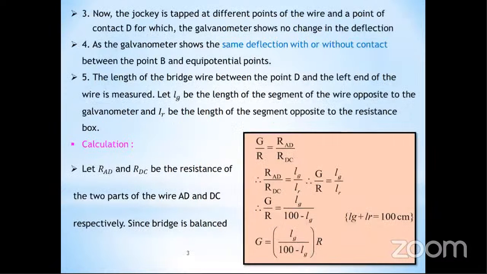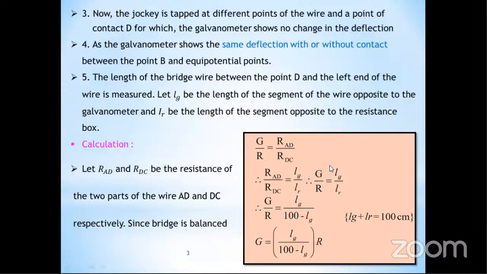Okay. After doing this process, this R_AD and this R_DC, what is this? This is nothing but the resistance of the two parts of the wire, that is AD and DC respectively. Since G divided by R is equal to the ratio of the resistances, that is R_AD divided by R_DC. Again, what is this R_AD? It is proportional to LG, and R_DC is proportional to LR. Therefore G divided by R is equal to LG divided by LR.